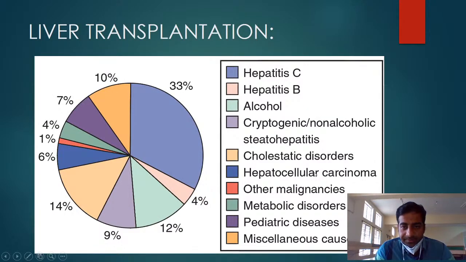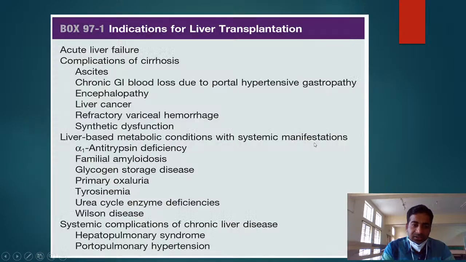Liver transplantation: if they ask you which is the most common condition leading to liver transplant, it is hepatitis C. Around 33% of patients go for liver transplantation. Hepatitis B is only 4%. The next most common is cholestatic liver disease. Others include hepatocellular carcinoma, alcoholic liver disease, cryptogenic cirrhosis, and non-alcoholic steatohepatitis.